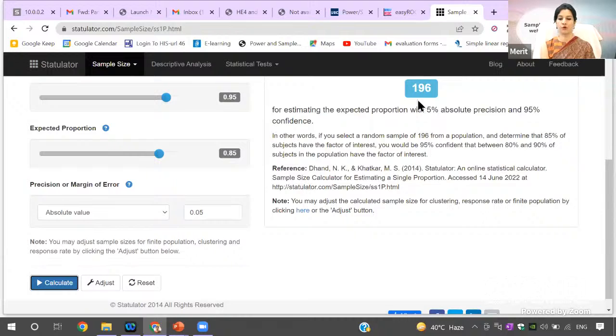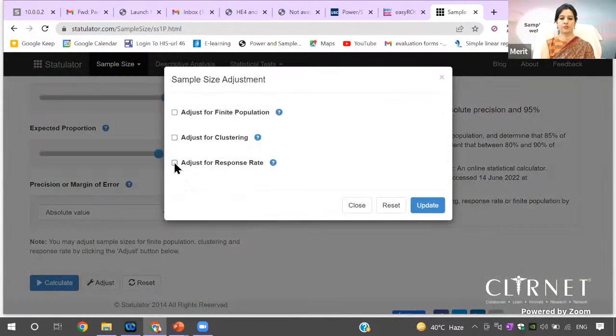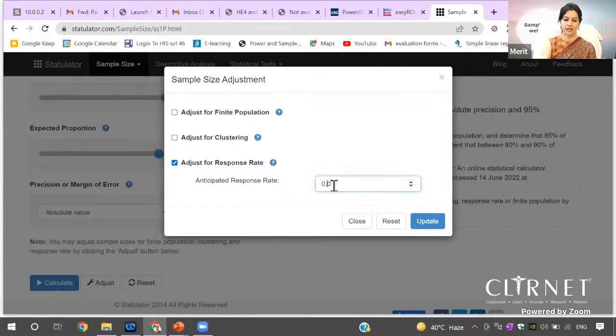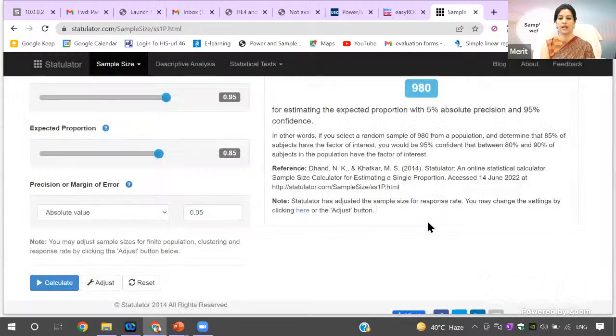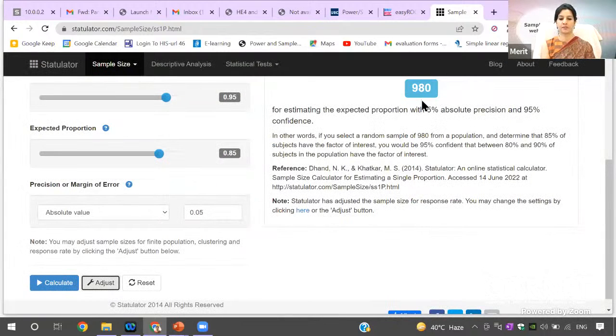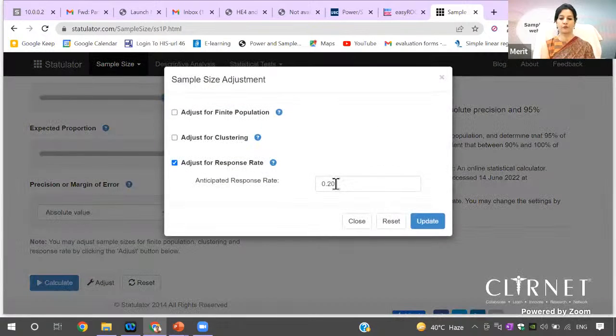But I have to take prevalence also, and prevalence is 20%. That means in 100, for 20 cases, I have to take 100 individuals. So if you have 196, how many will you take? Either you can divide it by prevalence, that means by 0.2, or you can adjust it, because this response rate is similar to this 0.2. So if I make the response 0.20 and update it, 980 will be the desired sample size. Now, if I want to use specificity, I'll make this 0.95, and in the adjustment I have to make it 80%, because I have to take 1 minus prevalence, and then you update it.